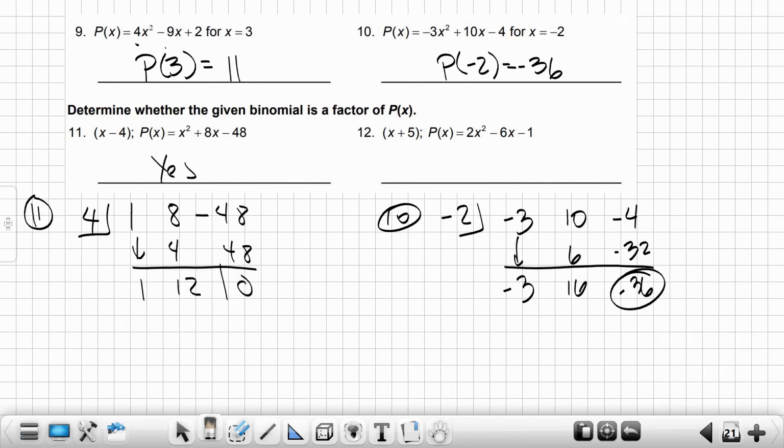I'll try to squeeze in 12 right up here. -5, 2, -6, -1, 2, -10, no, nowhere near. Right? So that's 80. No. That's not a 0.